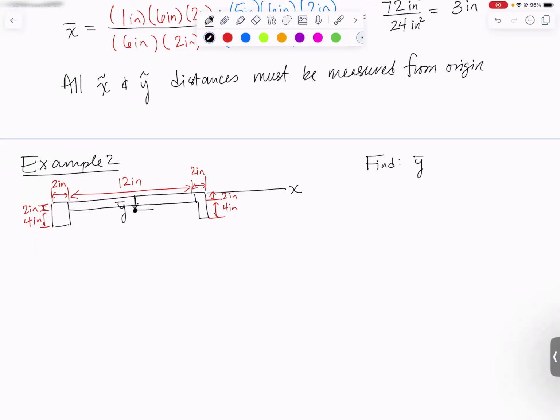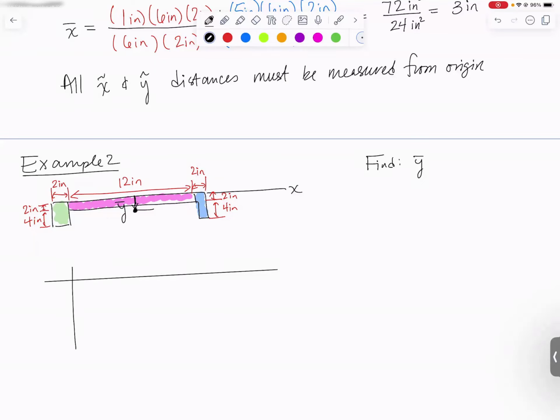Okay, so when I went to solve this, I split it up into 3 rectangles like this. I made this one blue on the right. I made this one in the middle pink. And I made the one on the left green. And I went ahead and made a table. In my table, it doesn't have to be quite as wide since I'm only finding y bar this time.